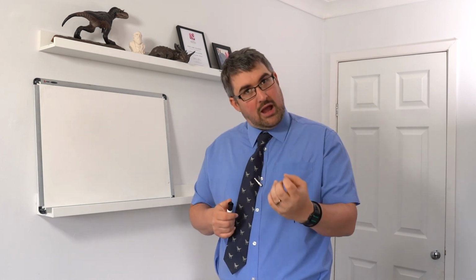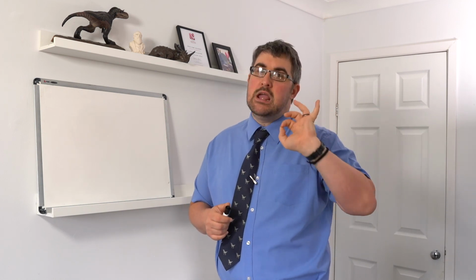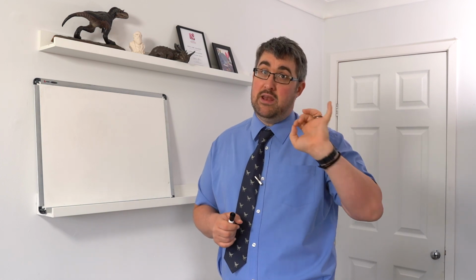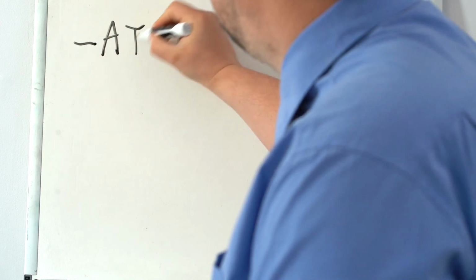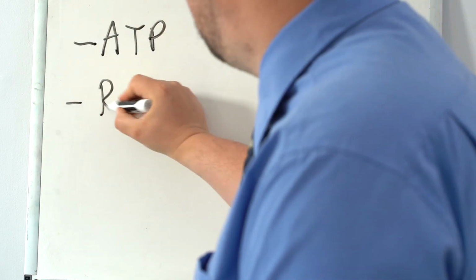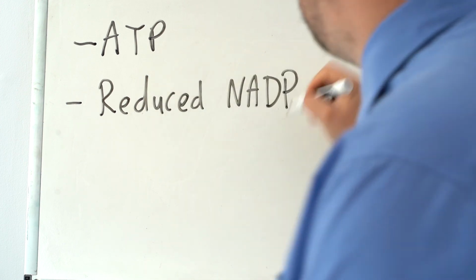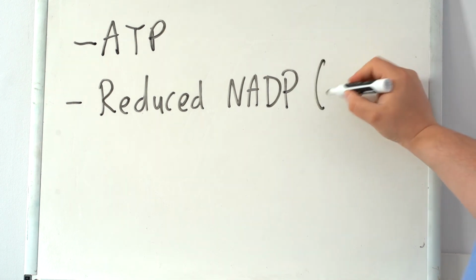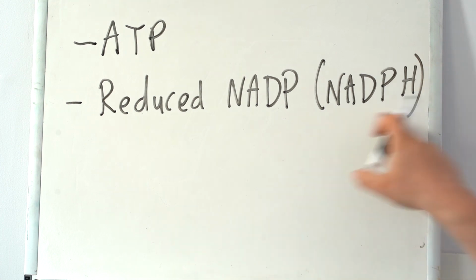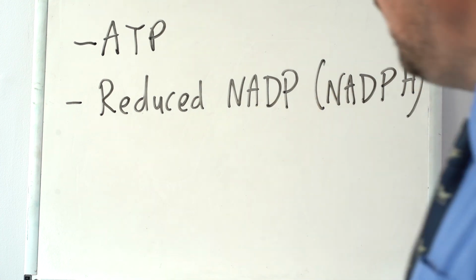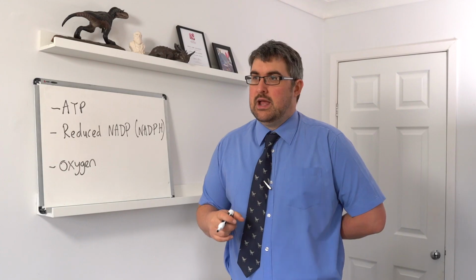So let's recap, let's summarise, and let's look at the key products of this light dependent reaction. So product 1 is ATP. Product 2 is reduced NADP. You can write it like that, or if you're like me, I'm sometimes a bit lazy, you can write it like that, because it means the same thing. And of course, we've also produced some oxygen. So I'll start with the oxygen because in some ways it's the least important.